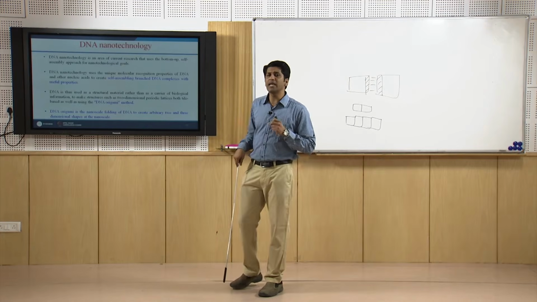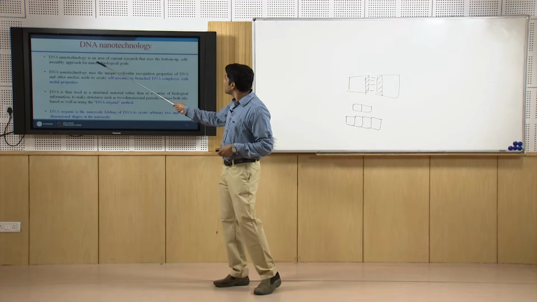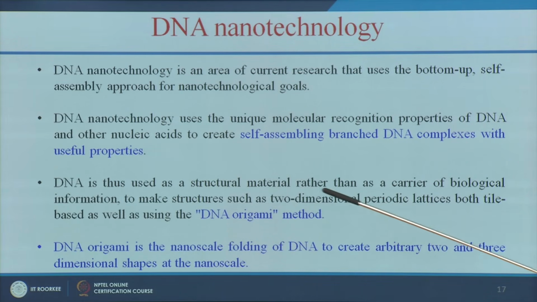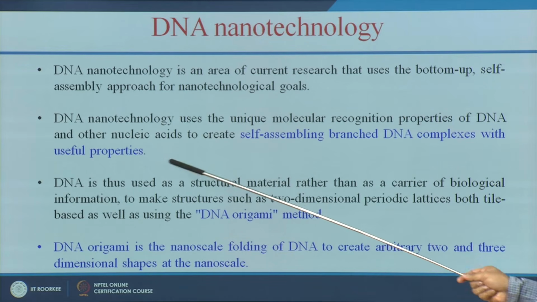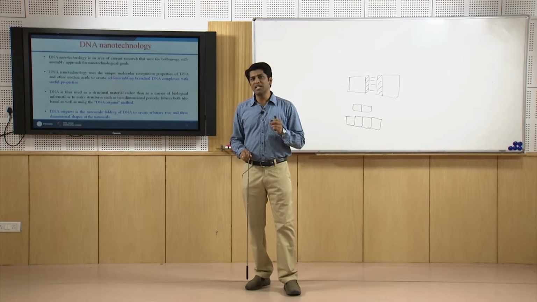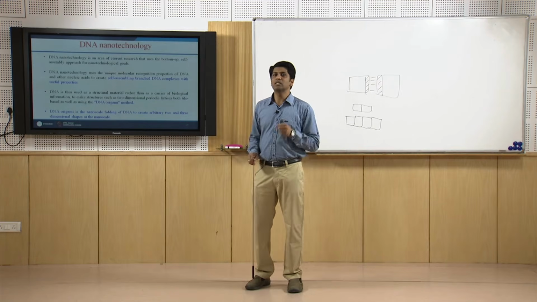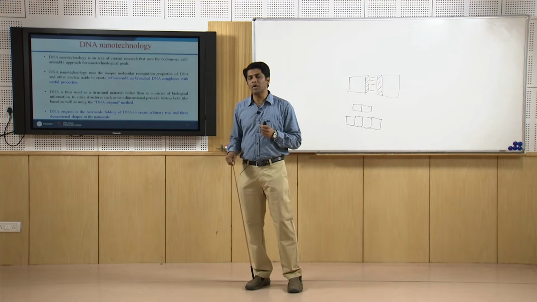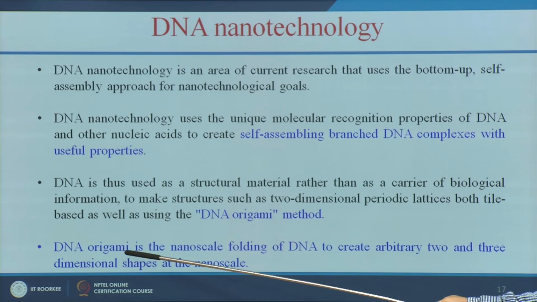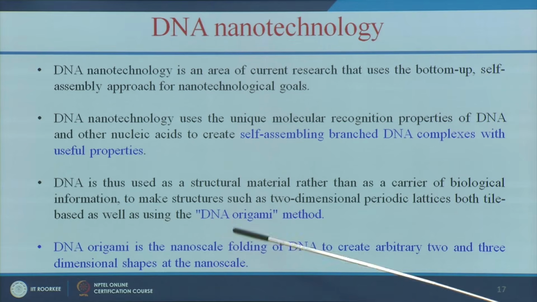So, let us see what DNA nanotechnology is. DNA nanotechnology uses the bottom up, that is the self assembly, approach for making DNA based nanostructures. It uses the unique molecular recognition properties of DNA, and creates self assembling branched DNA complexes with useful properties. Here DNA is used as a structural material. Usually DNA is a genetic material which carries biological information, but here it is used as a structural material for making different nanostructures. That is called the DNA origami method. DNA origami is the nanoscale folding of DNA to create arbitrary 2 or 3 dimensional shapes at the nanoscale.